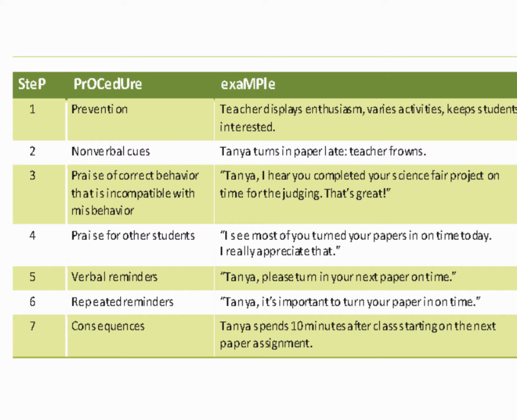You want to repeat it often. And it's not a bad thing to repeat it often. It typically takes us at least 3 or 4 times to hear something before we remember to do it. And then know that there are consequences. Tanya spends 10 minutes after class starting on the next paper assignment. So she's going to have some kind of consequence that goes along with that. And usually your consequences, you want to keep the first 3 to 4 of them in your classroom. So it might be a verbal warning. You might get 2 verbal warnings. And that would be what you want to really look at.